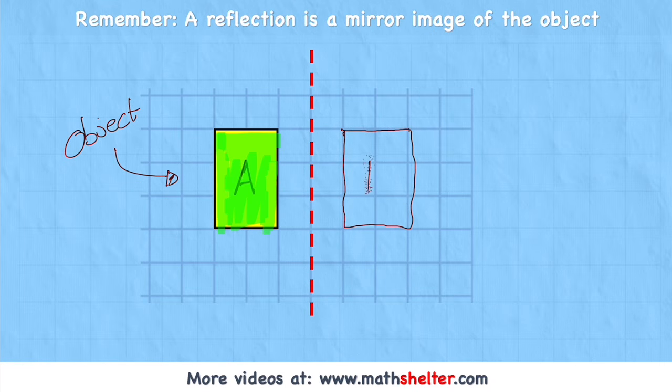And this shape would be shape B, or in other words, it's called the image, because it's the image of our original object. Now, obviously, the edges will be a lot neater than mine. I'm just doing this quickly to show you. But how else could we look at this?